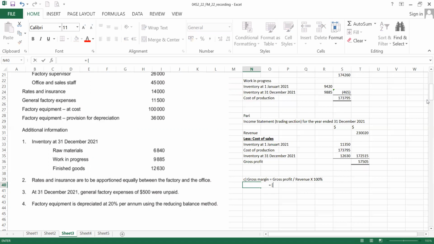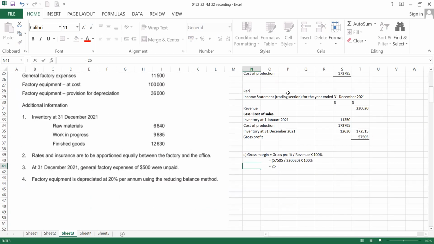Okay, we have gross profit is 57505 divide revenue 230020 times 100%. So let's calculate 57505 divide 230020. So we get 25%. Okay, 25%.